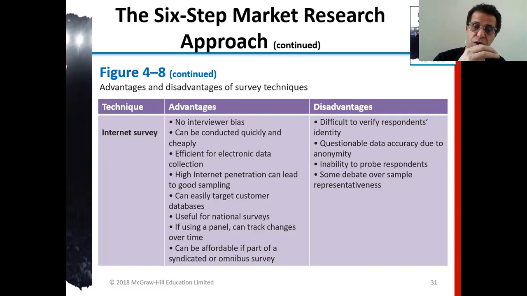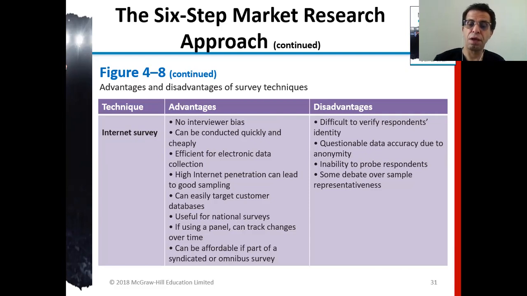So here today you have 50% of people who said yes to this. Yesterday you had 20%, and tomorrow you might have 70%. So you can track them. And it can be affordable if part of syndicate or anonymous surveys.